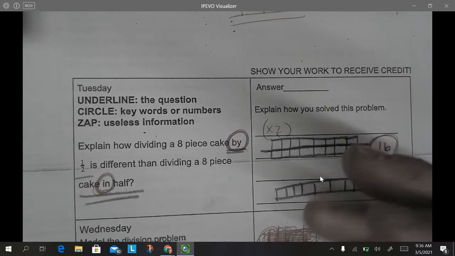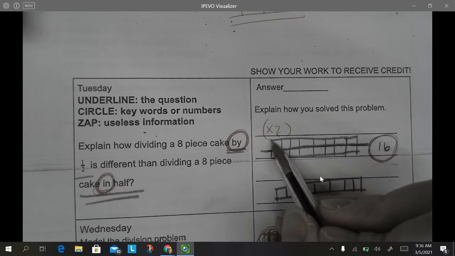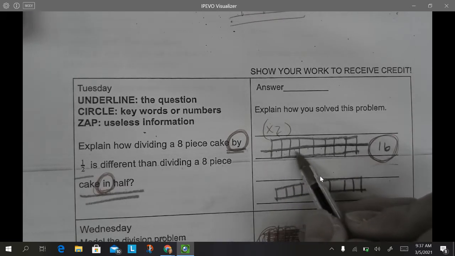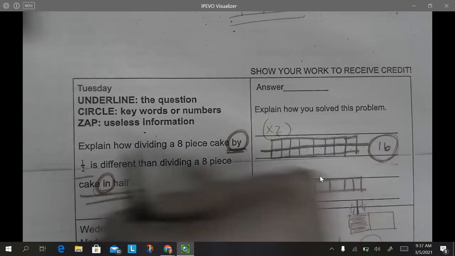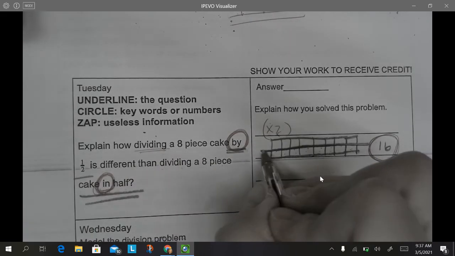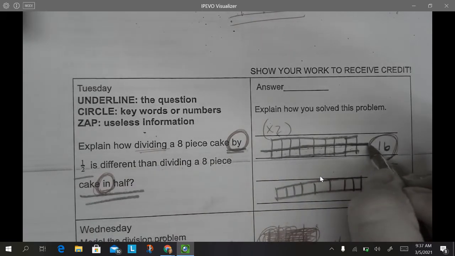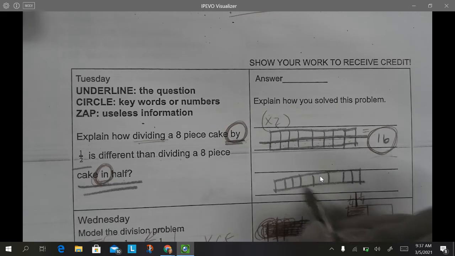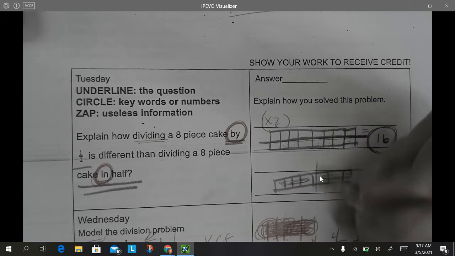You'll see it here because if I have a cake that's broken up into 8 pieces, 1, 2, 3, 4, 5, 6, 7, 8, and it says I need to divide it, which means break it apart, by a half, that means I have to cut everything in half, which is going to result in 16 pieces. But the different thing is, if I've got a cake that has 8 pieces and I have to break it up in half, I'm going to have sections of 4. I'm going to have 1, 2, 3, 4, and 4. I'm breaking it up in half.